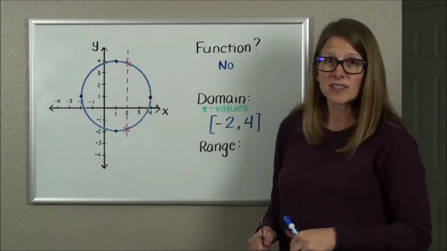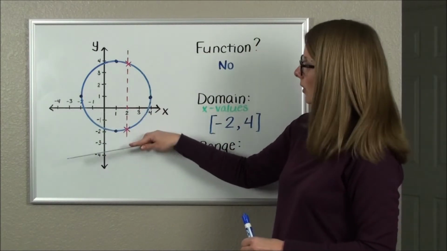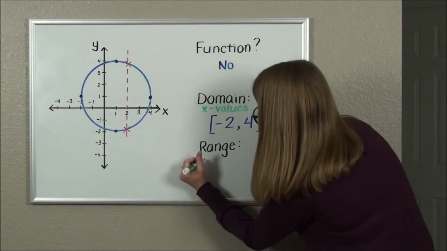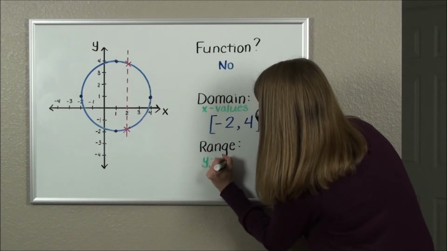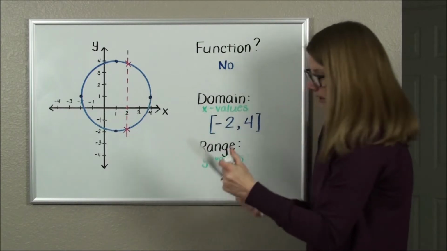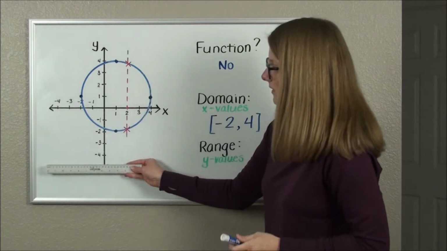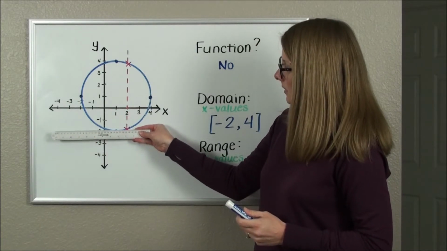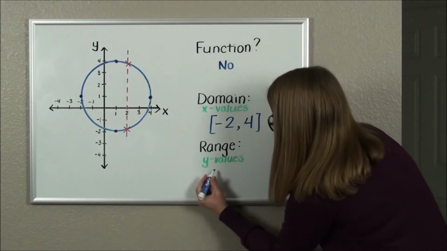Now for the range, it's the same idea, but instead of going left to right for x values, I'm going to go bottom to top for the y values. So the range is going to be all of your y values. As I take my scanner on the bottom, I see that there's no picture down here, but as I move up, I begin to see a picture right where that y value, that height, is -2.